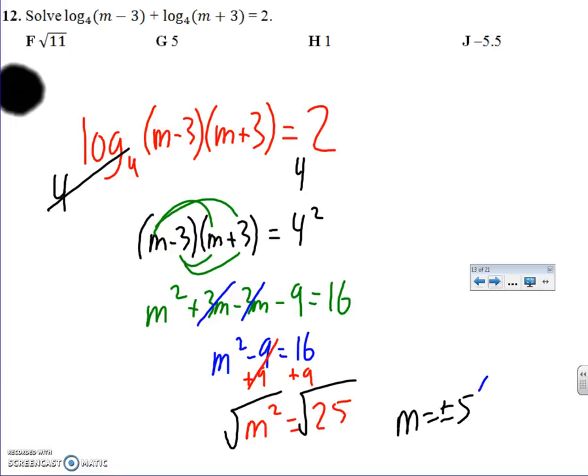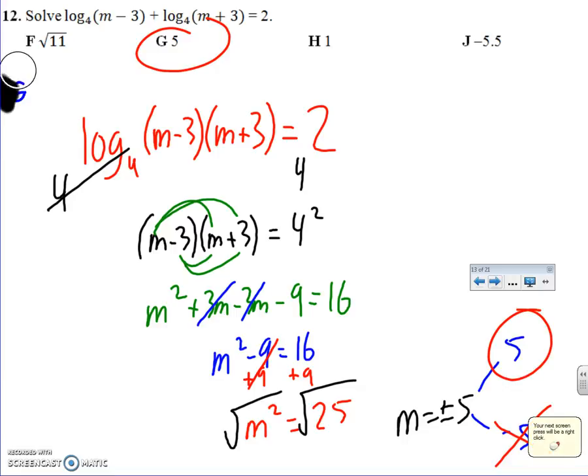We just did 2 cases. We have positive 5, we have negative 5. Now you can't take the log of a negative. If I put negative 5 in the first or second one, I get log of negative 8 or log of negative 2, which fails. So you cannot use this negative answer. If I do positive 5, the first thing is log base 4 of 2, which is fine, plus log base 4 of 8, which is fine. So 5 is our answer. G. Yep, G.